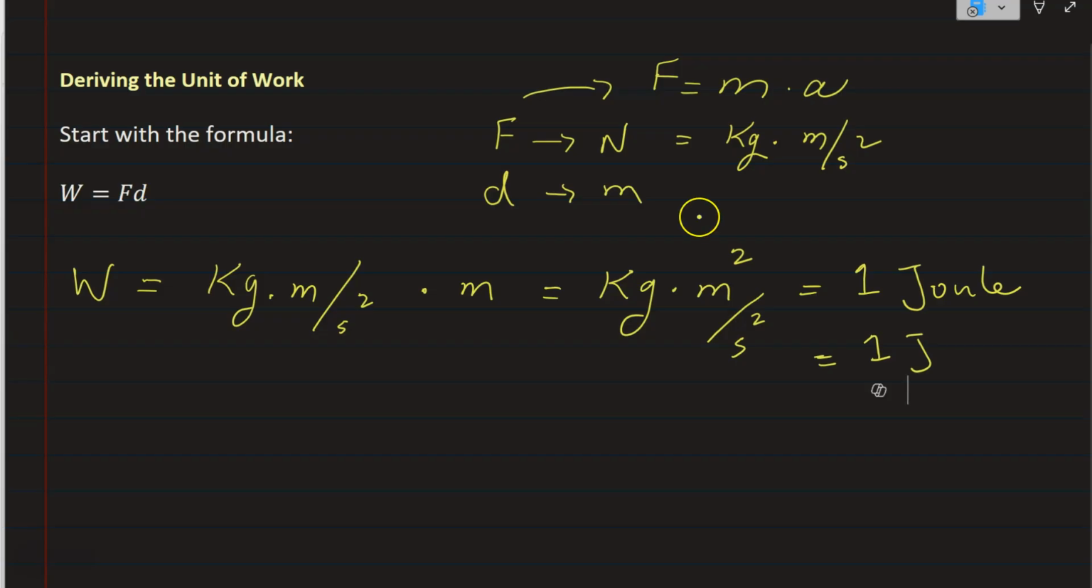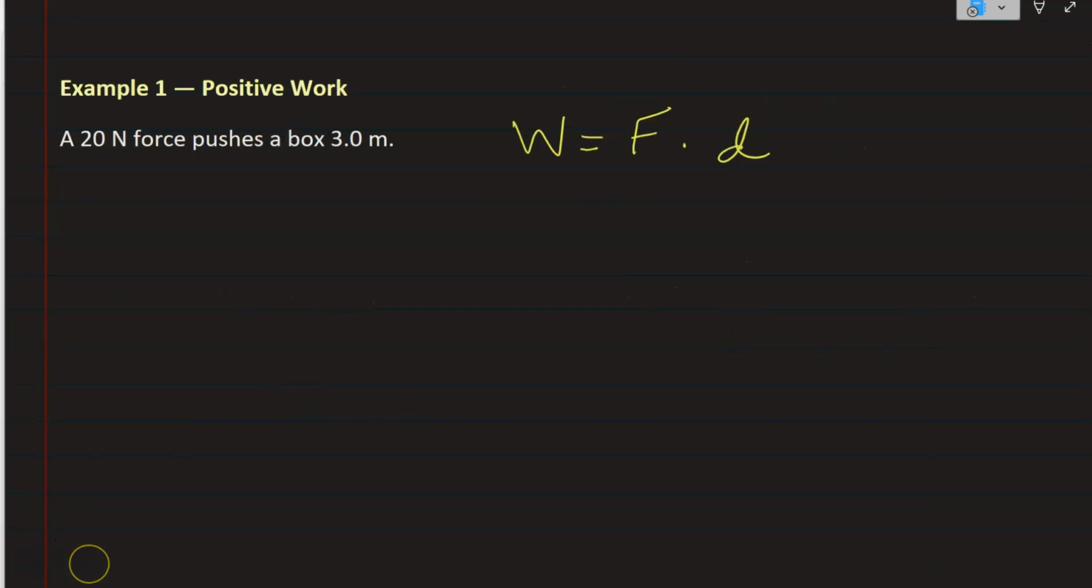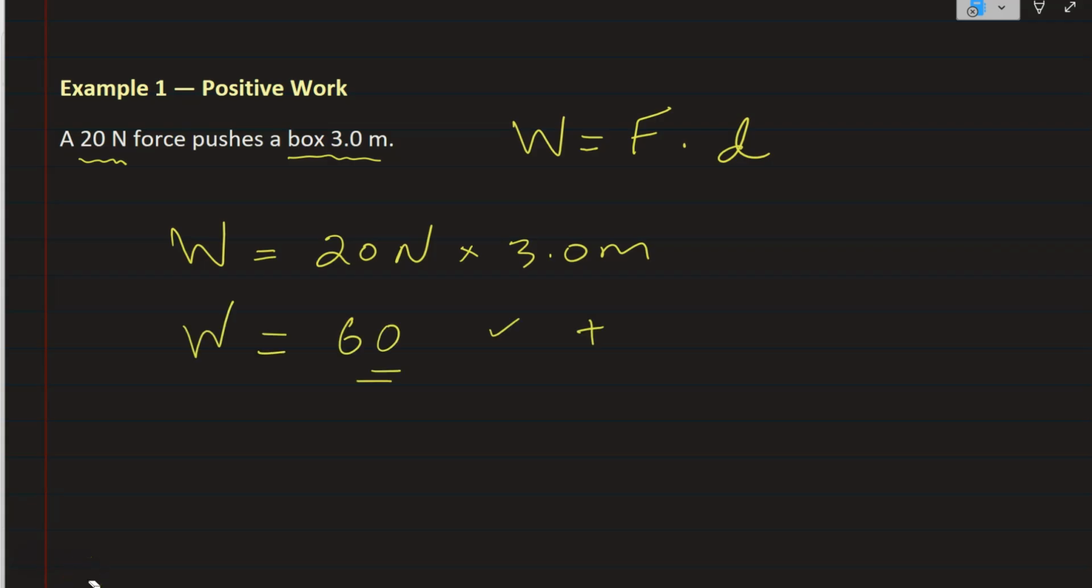Okay, that was the derivation of the unit. Now let's look at a couple of examples, and see how much work is being done. We have a force of 20 Newton that pushes a box 3 meters. So work is equal to 20 Newton, which is positive because it's pushing, multiplied by 3.0 meters. You multiply 20 Newton times 3 meters and you get 60 joules, J. That is positive work, because the force is positive, it's pushing the box for 3 meters, that's the displacement.